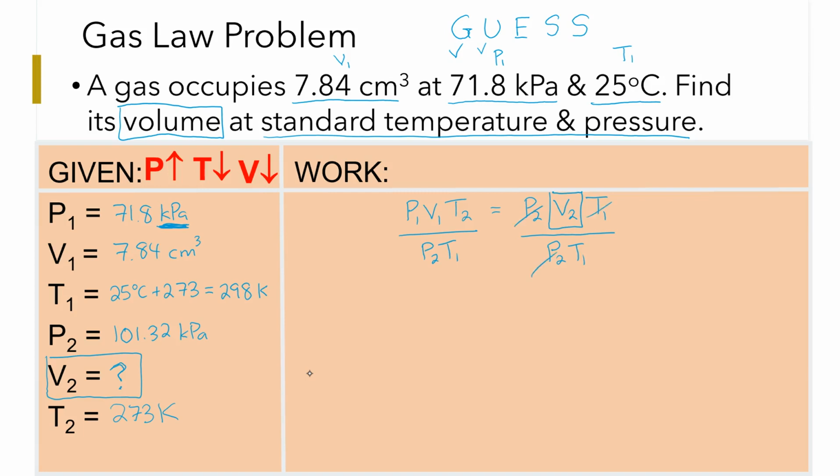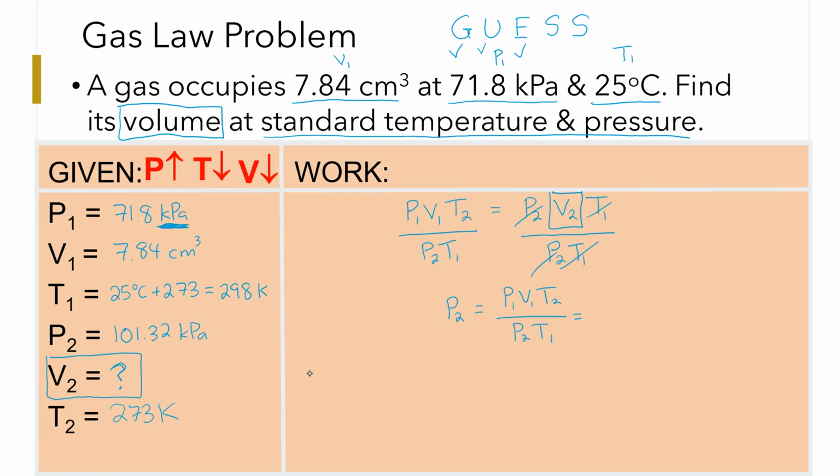Once I do, it cancels out. So I'm going to rewrite it so that P2 is on the left-hand side and the rest, P1, V1, T2, over P2, T1. So my equation is done. I am going to be substituting my values.